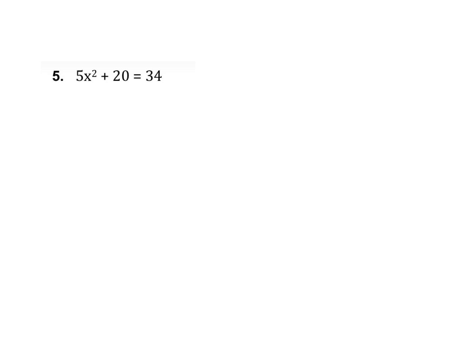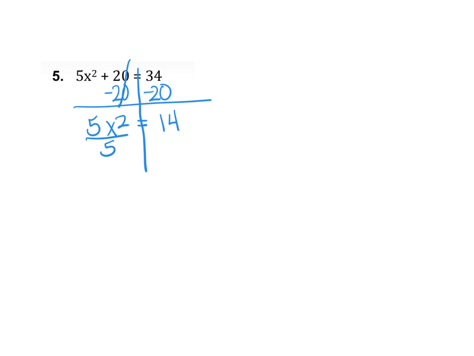All right, for question number 5, let's go ahead and we're going to solve again. We're going to minus 20. I have 5x squared that is equal to 14. I'm going to divide by 5. Now I've got x squared is equal to 14 all over 5.